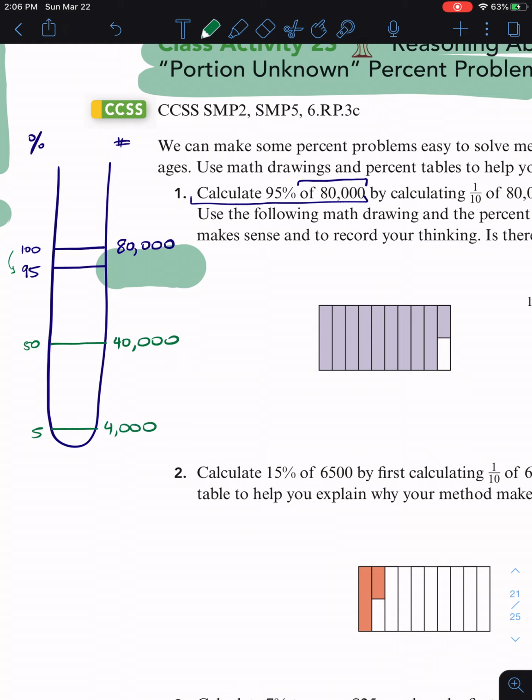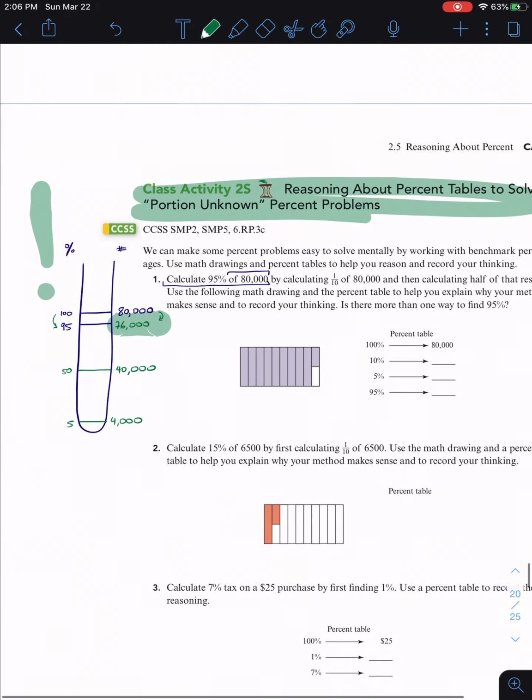Wouldn't it make sense that that's 4,000? So if we're going to decrease 5% here, we could go down 4,000 here to 76,000. And that would be our equivalent 95%. So do you see the strategy where we're representing the given information on our percent thermometer, and then we're playing with the numbers, trying to figure out different other equivalences? So if 100% is 80,000, then 50% is 40,000, then 5% is 4,000.